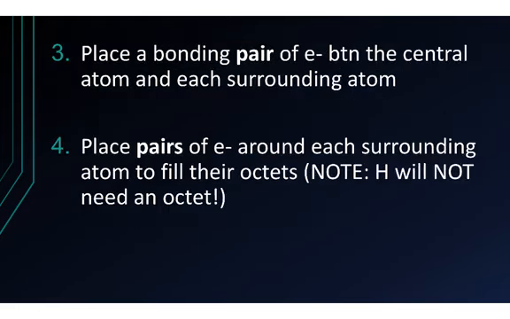All right, your third step is you're going to start putting electrons in as pairs. It's a little hard to see that I have bolded this word, but it's super important. Pair, remember, means 2. So you're putting electrons in as 2s. The first pair of electrons always goes between your central atom and each surrounding atom. You're basically going to connect the elements to each other. So the bonding pairs go in first, and then in step 4, you're going to continue with your pairs of electrons, but this time you're going to give octets to your surrounding atoms so that they're nice and stable.